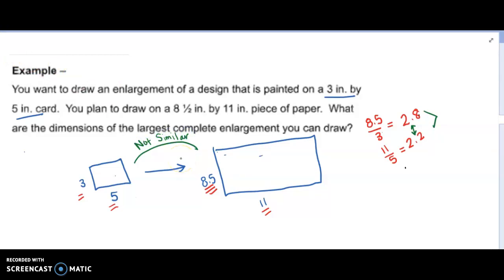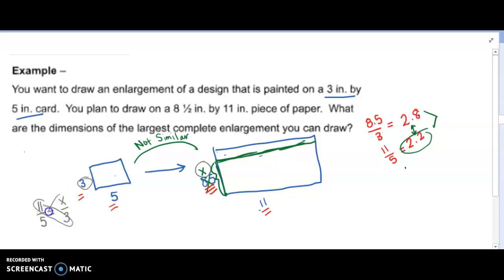All right, so if I look at these, I notice I'm more restricted with this. So what that means is I need to change this height here. Okay, I'm going to cut off some of this. Okay, so I want to find, this is no longer going to be 8.5. This is going to be, I don't know, we'll call it X. Okay, so I want this to have the scale factor as the 11 over 5. So I'm going to set up another proportion. So I'm going to say 11 over 5 is equal to X over 3.